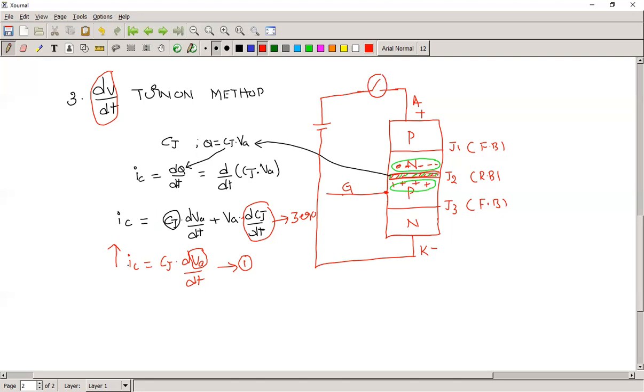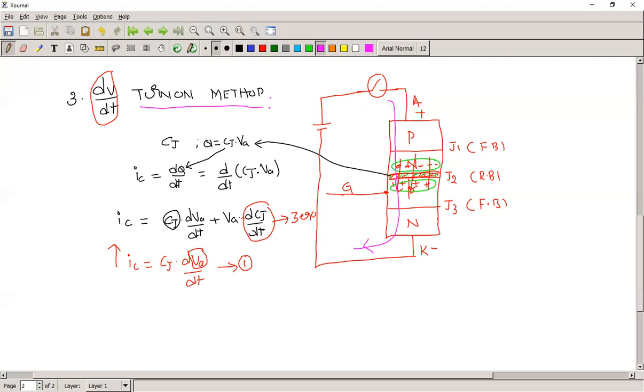By that time, this junction current, nothing but this capacitor current, is more. Nothing but the current which is passing through the junction J2 will be more. When the charge carriers are crossing the junction J2, the junction J2 vanishes. This device is allowing a current from anode to cathode. This type of turn-on method is nothing but the dV by dt turn-on method.